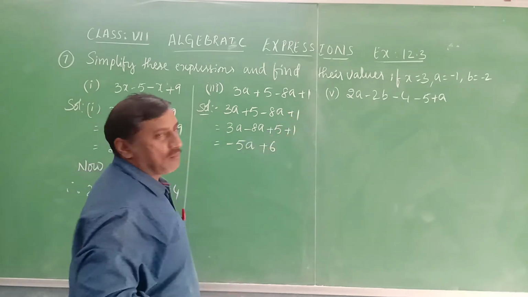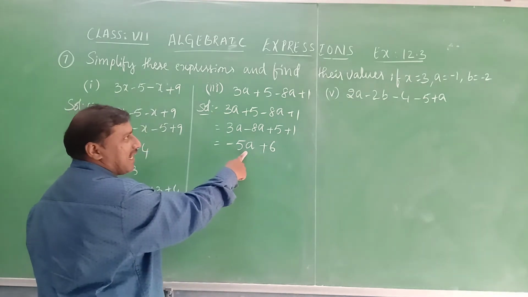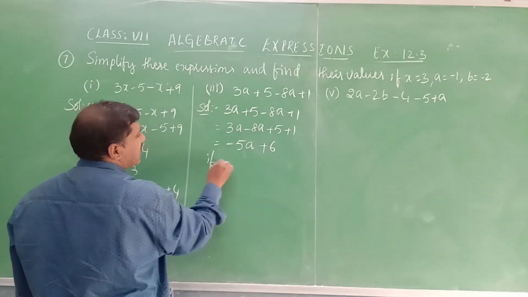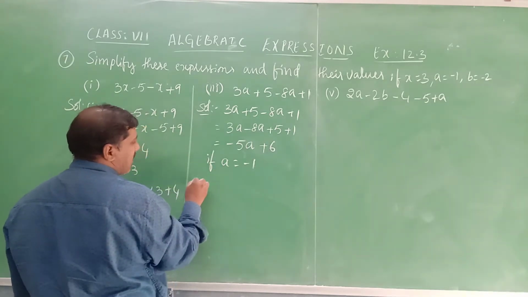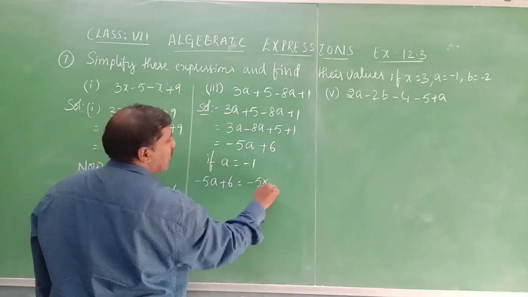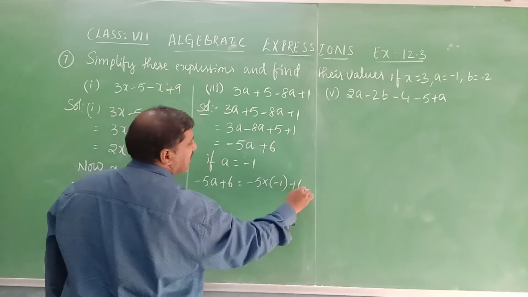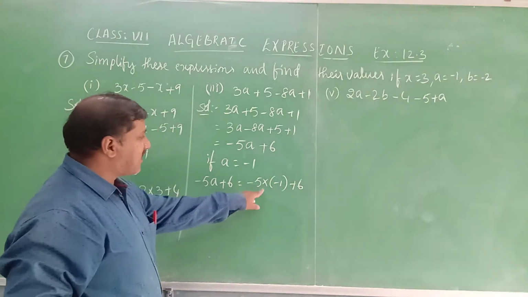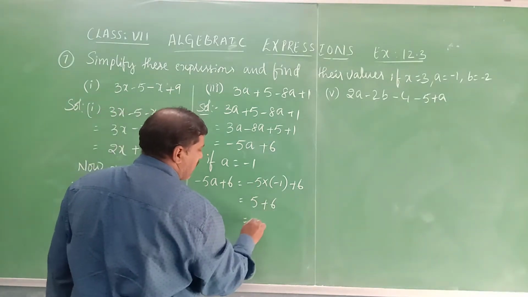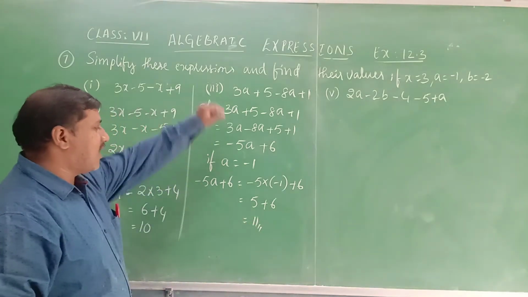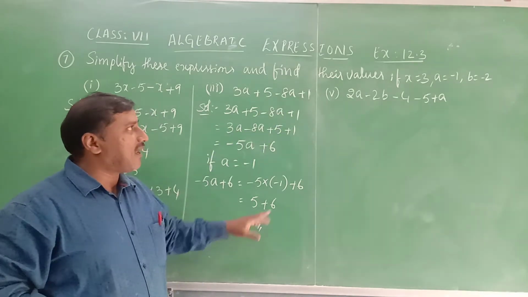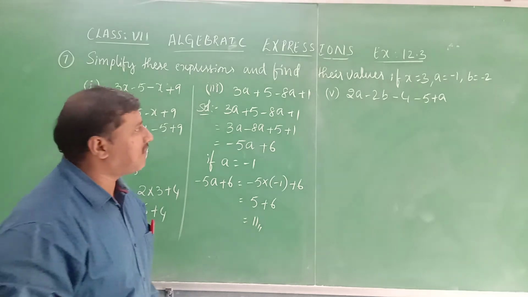Now a is equal to minus 1. Here we have only one variable, that is a. Substitute its value in the place of a as minus 1. If a is equal to minus 1, then minus 5a plus 6 is equal to minus 5 into minus 1 plus 6. Minus into minus is plus, 5 into 1 is 5, plus 6. 5 plus 6 is 11. Therefore, the value of 3a plus 5 minus 8a plus 1 is 11, when a is equal to minus 1.